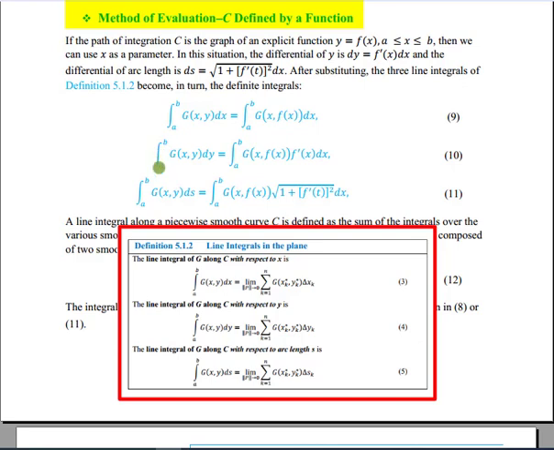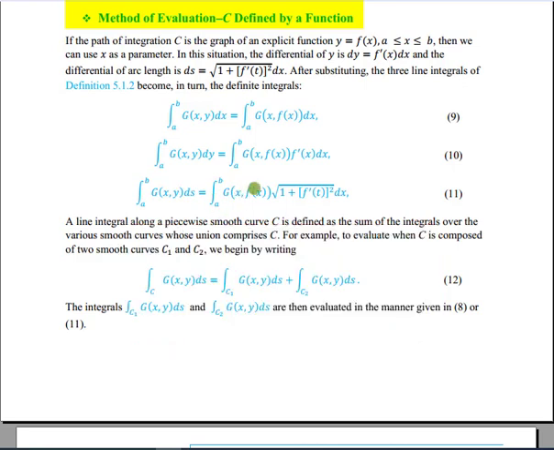The integral from a to b of g(x, y) dy will become the integral from a to b of g(x) f'(x) dx, and the integral from a to b of g(x, y) ds will become the integral from a to b of g(x, f(x)) times the square root of 1 plus f'(x) squared, dx.